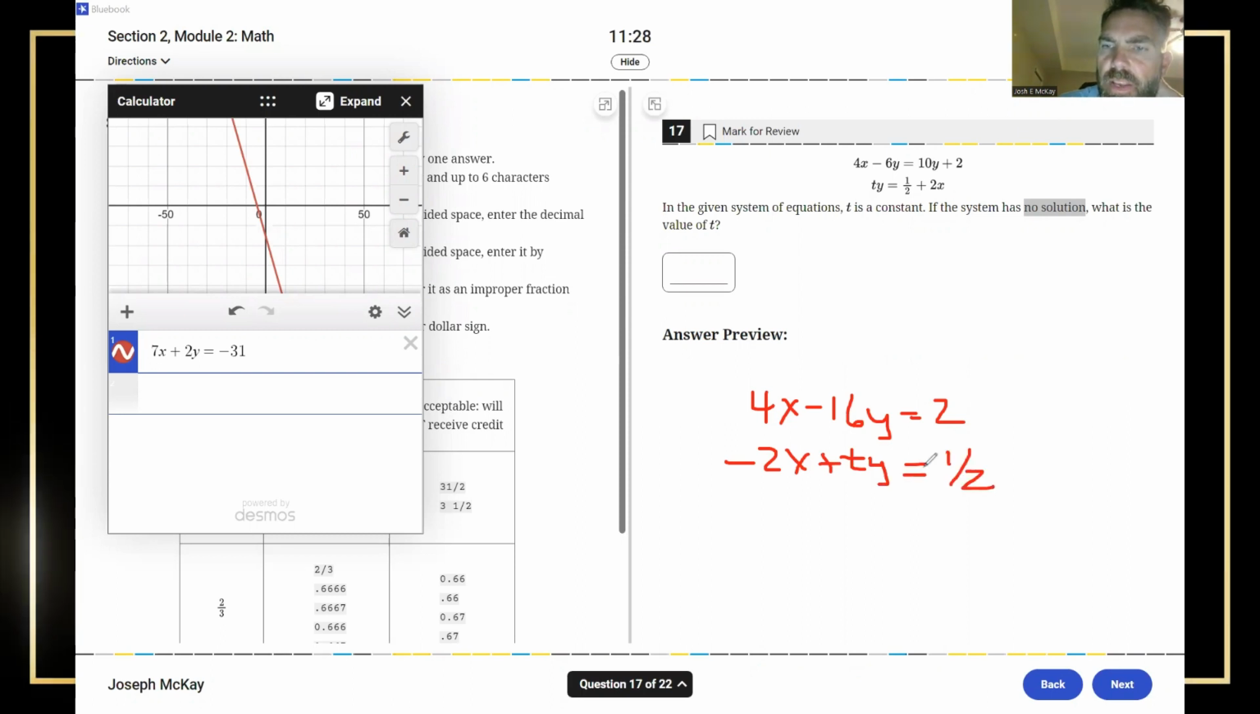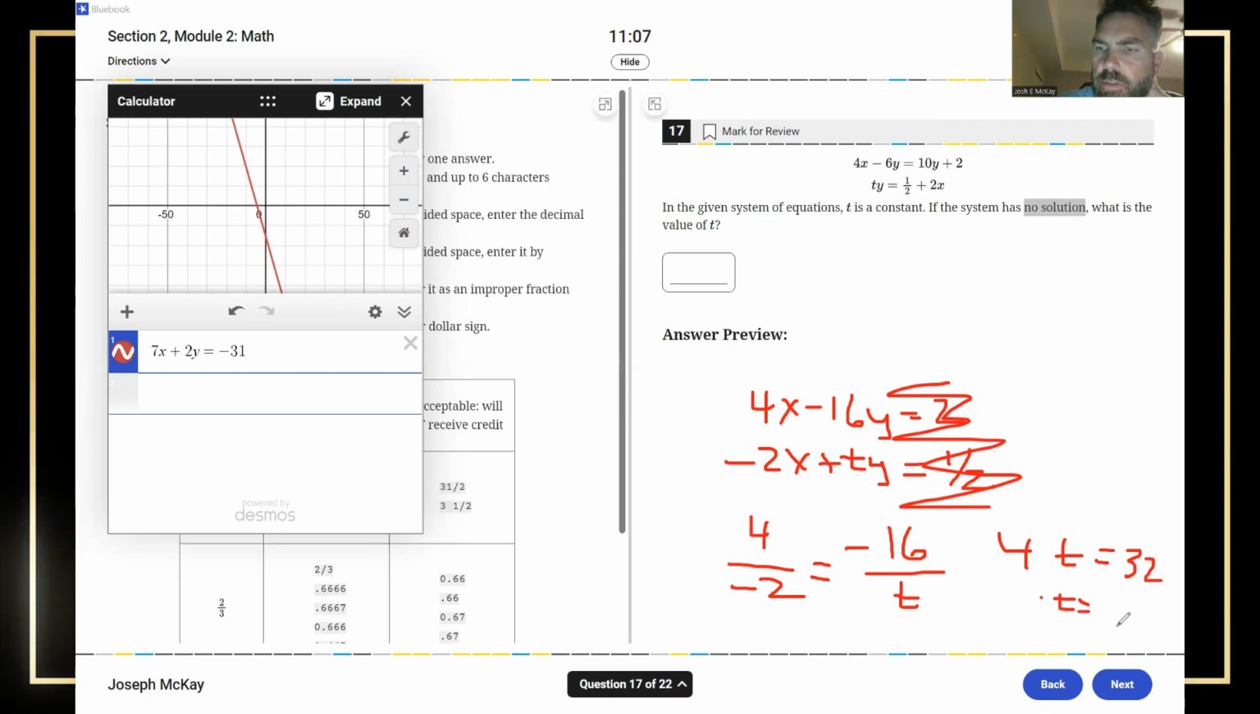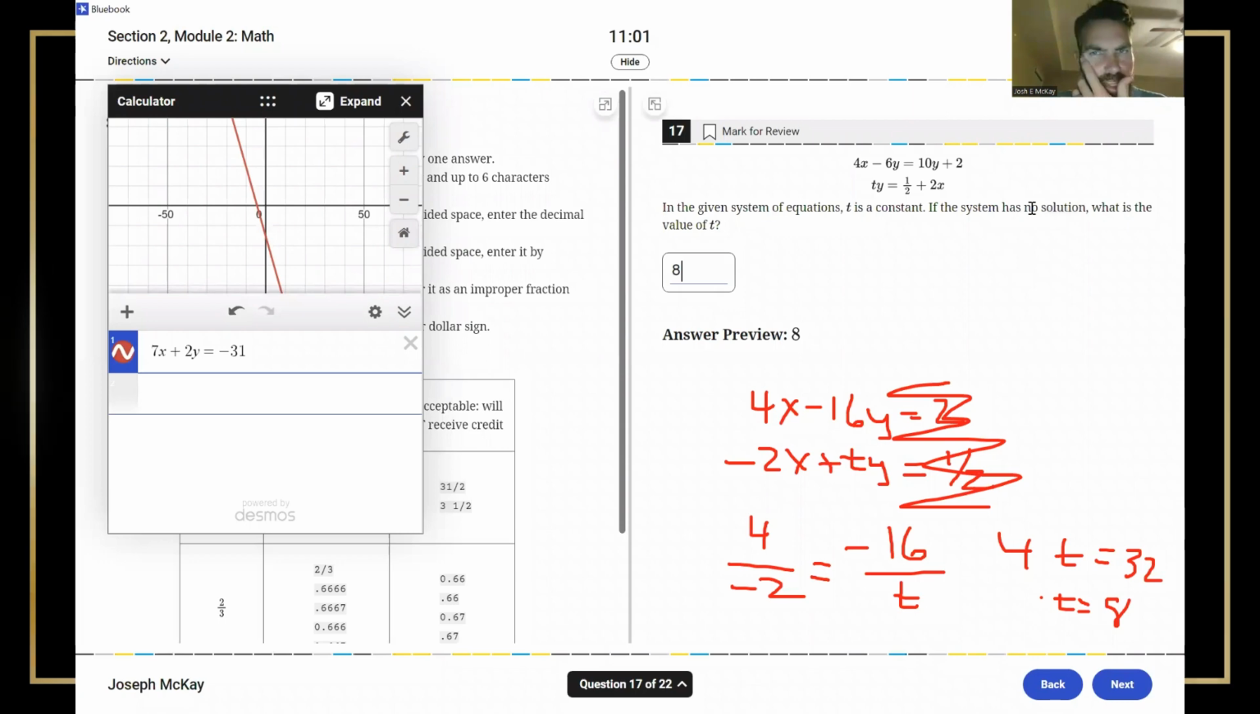Now this side becomes irrelevant at this point, and all you do is set up a proportion with the coefficients like this, and then solve that for t. So 4t equals 32. So t equals 8. Do that anytime you see no solution, or if you see infinite solutions, do the same thing.